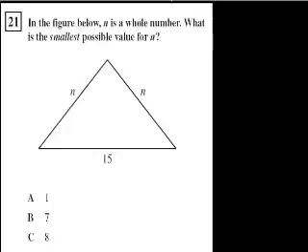We're on problem 21. In the figure below, n is a whole number. What is the smallest possible value for n? Both of these sides are n. This is something that's really good to get intuition for because it shows up on all sorts of standardized tests. So let's think about how small we can make n.